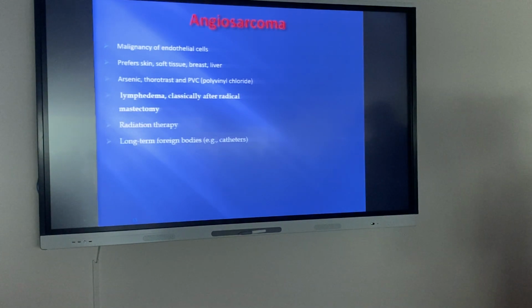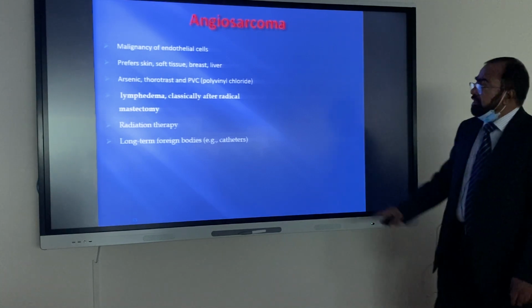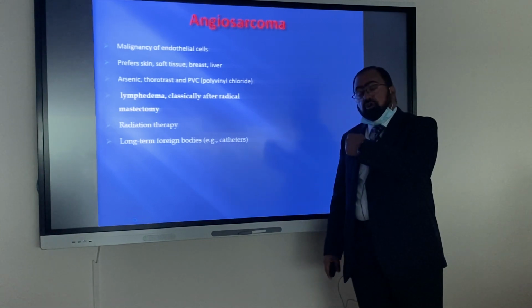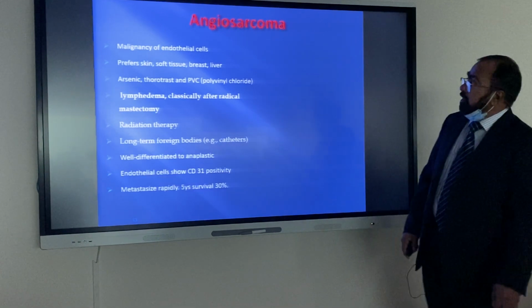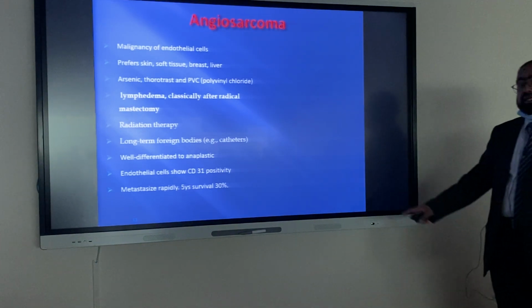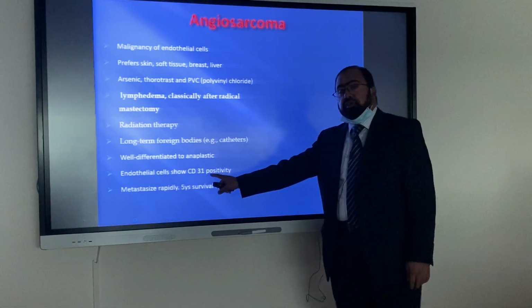Lymphedema, classically after radical mastectomy. Radiation therapy, long-term foreign body like a catheter. If you put a catheter for a long time, it may cause angiosarcoma. Well differentiated to anaplastic, so different variants you can see. Endothelial cell CD31 positivity. This is very important.